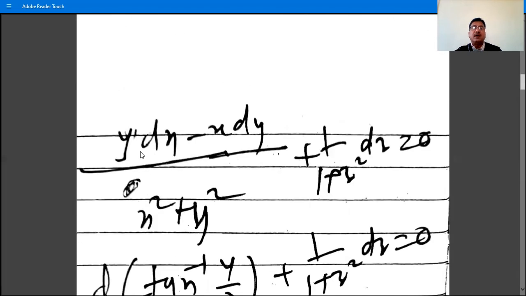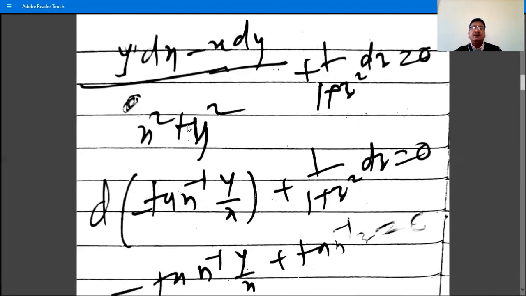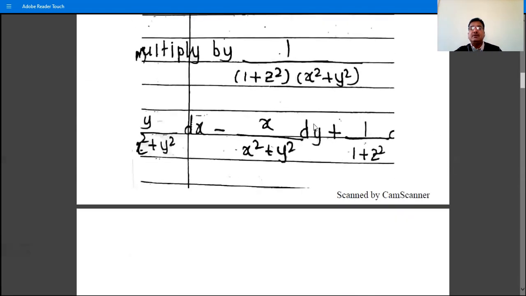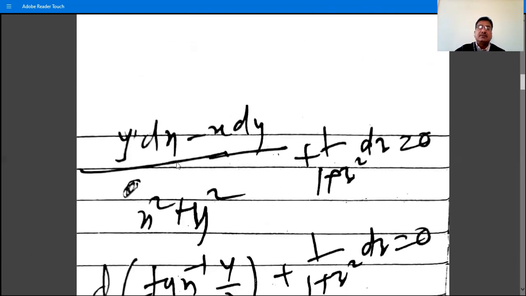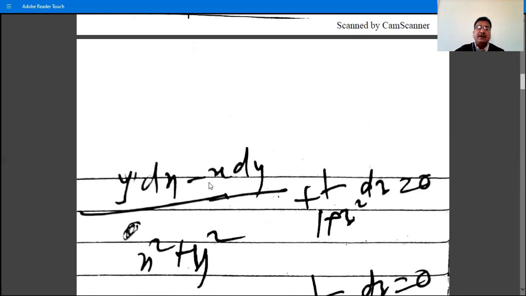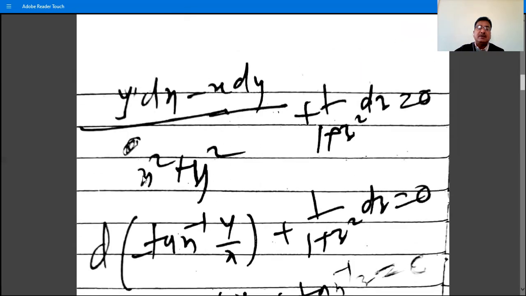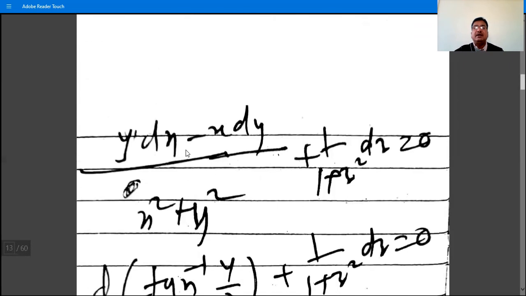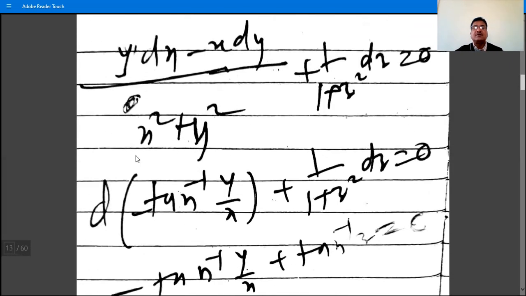So this is the term y dx minus x dy divided by x square plus y square. This equation is only in single variable separable form. Only one variable is separated, but these x and y are not separated, and therefore apply the trick that y dx minus x dy divided by x square plus y square is the derivative of minus tan inverse y by x. So if we find the derivative of minus tan inverse y by x, then we have this answer.